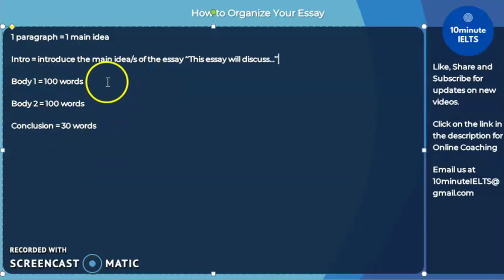Next is the body. This is meant to elaborate or explain one main idea. Remember the idea that each paragraph should only have one idea in it, not several or multiple different ideas. The second body will do the same thing, and so you can have up to 2 main ideas in a 250-word essay.